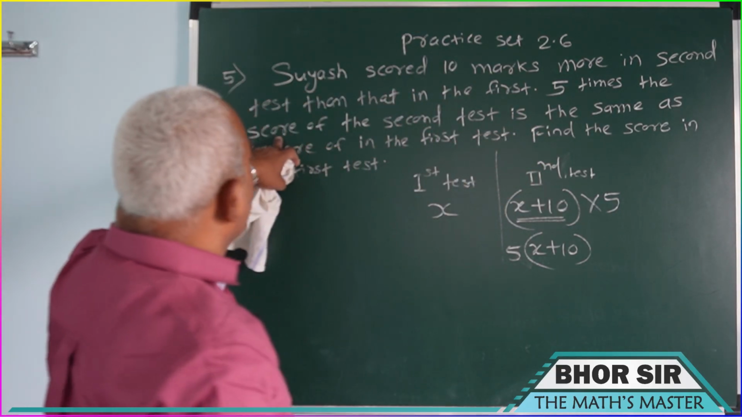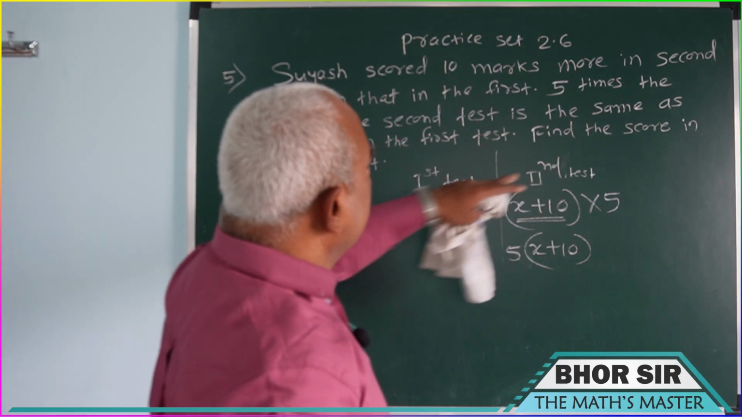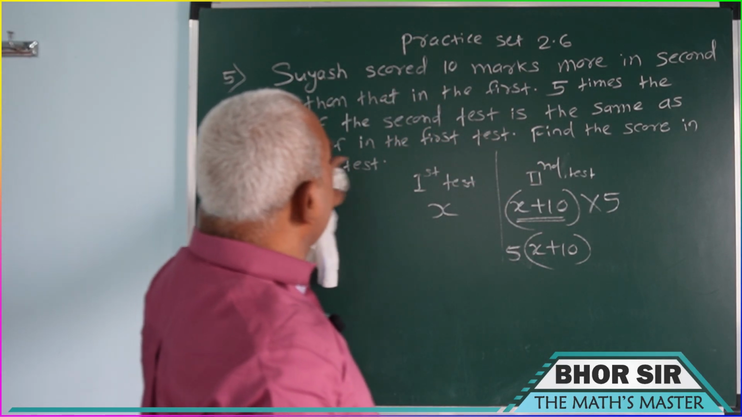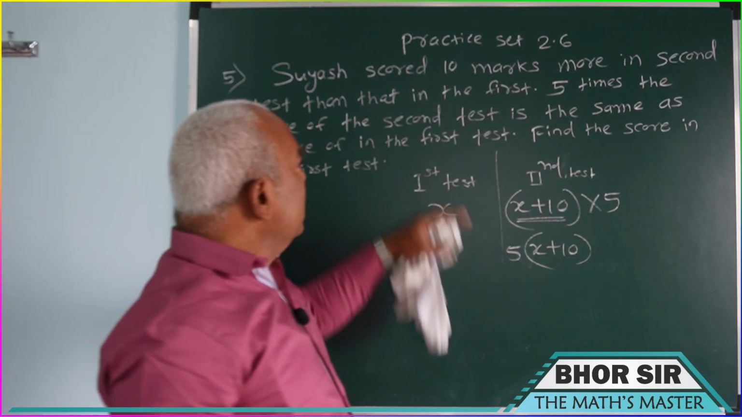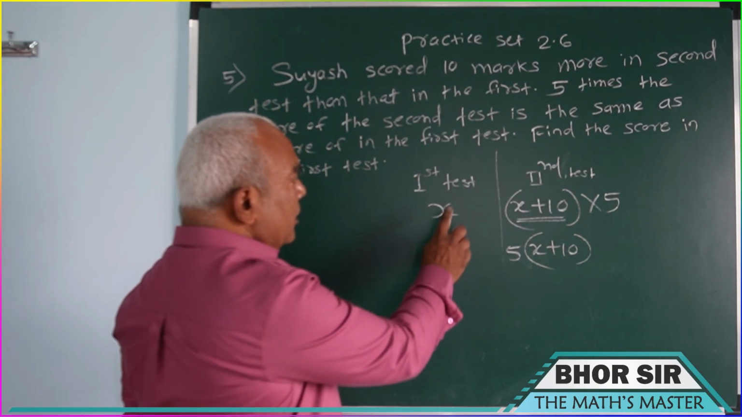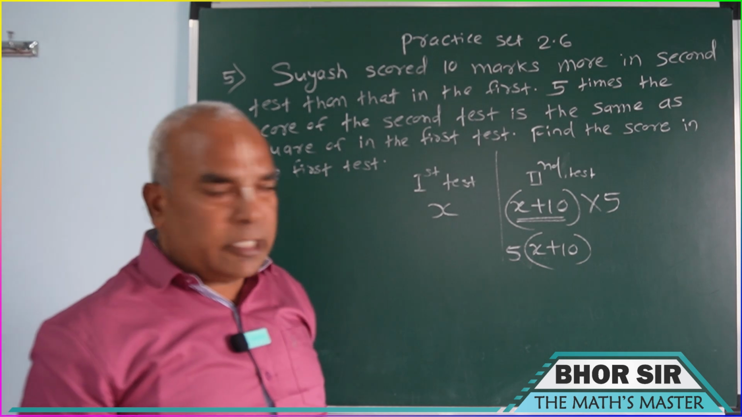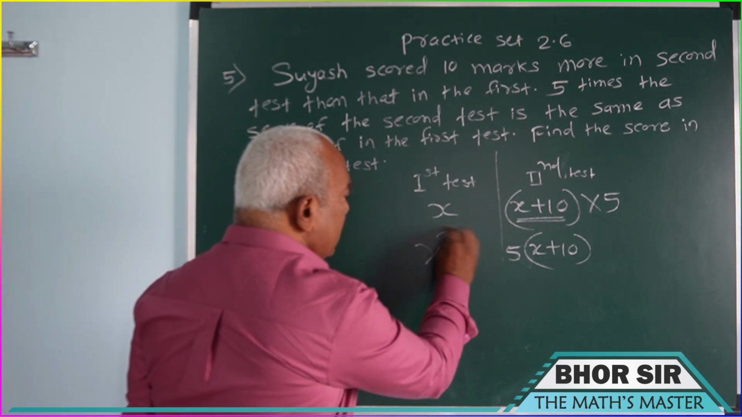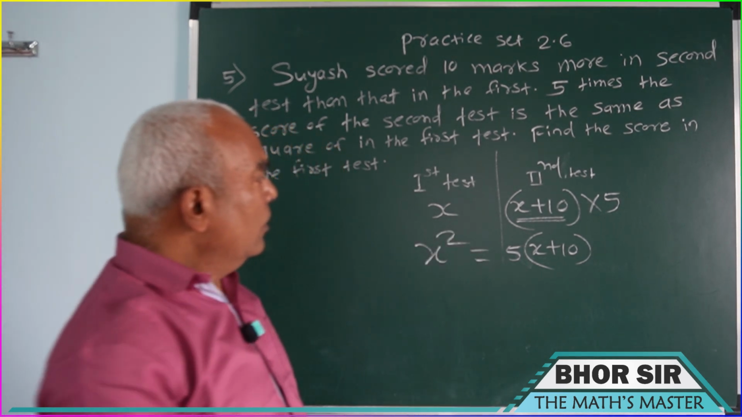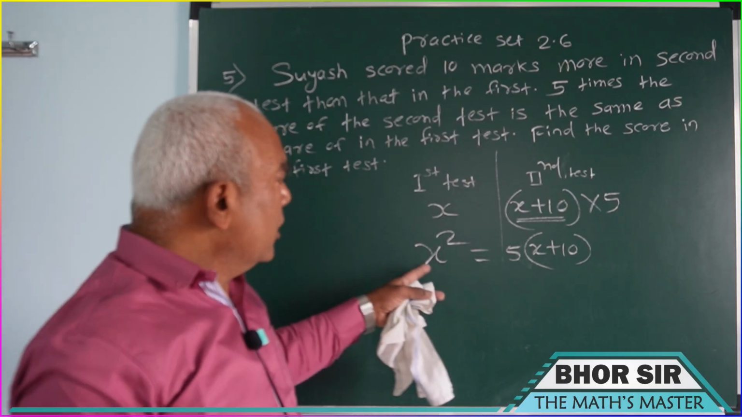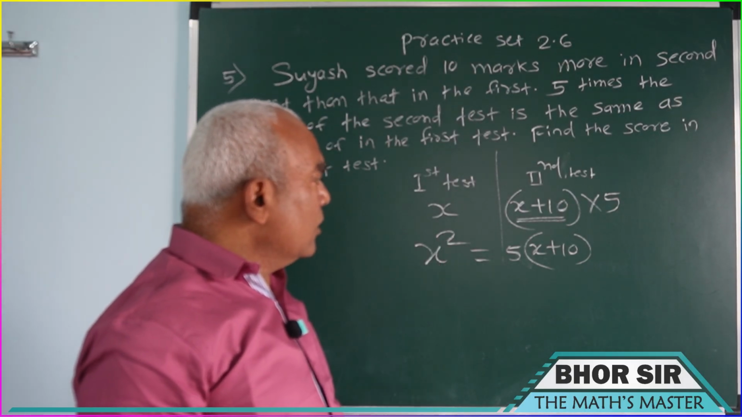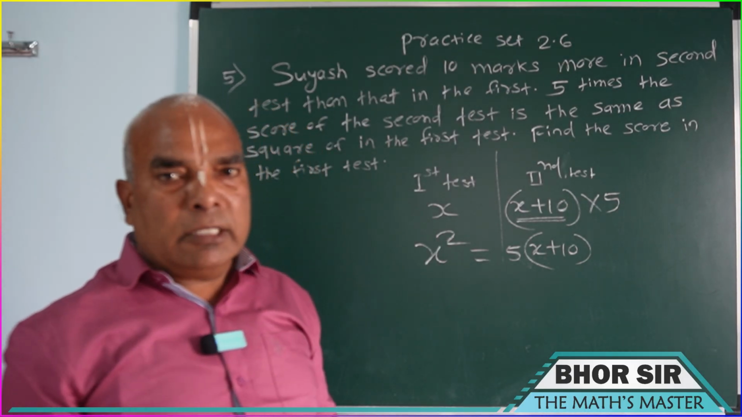5 times the score of the second test is the same as the square of the score in the first test. It should be the square of the first test marks, and these two are equal. So the equation will become x square is equal to 5 in brackets x plus 10.